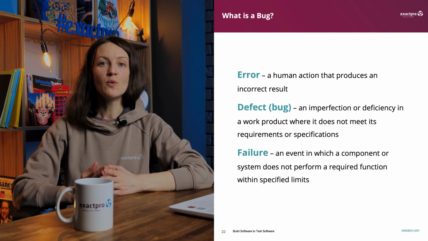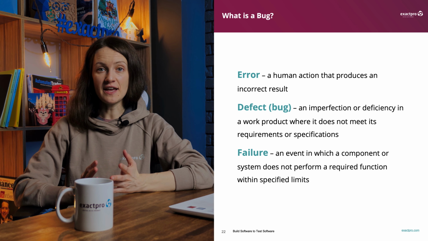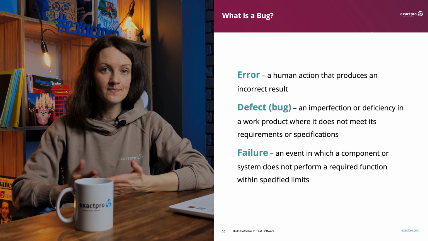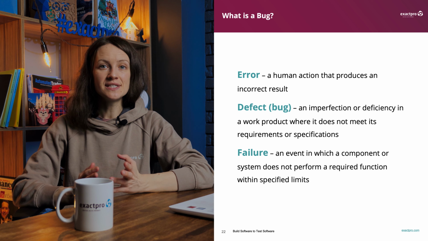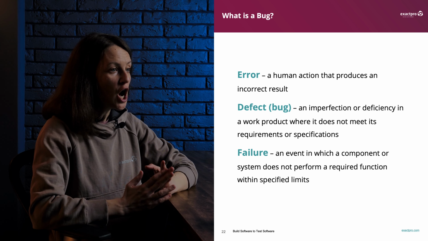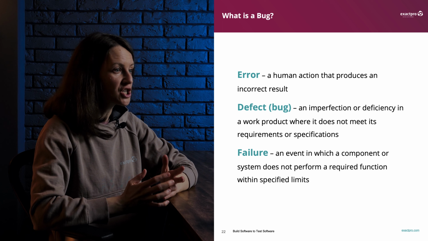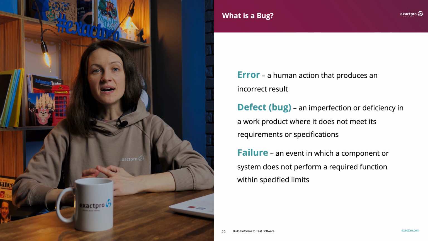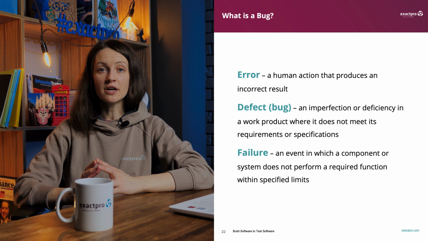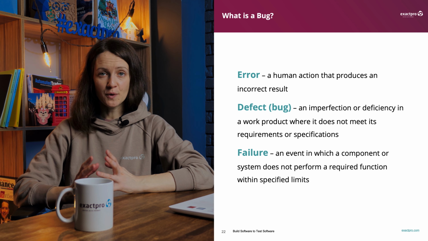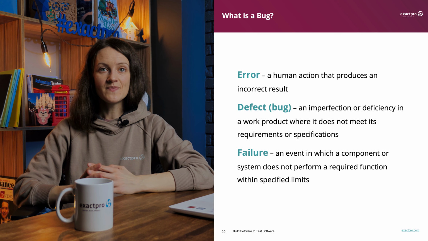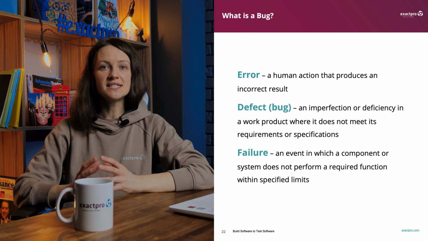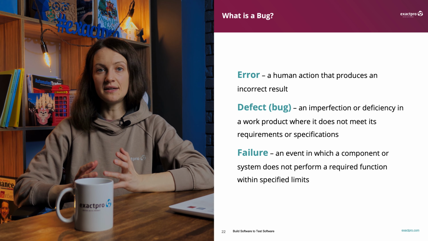What's a defect? What's the difference between an error, a defect, and a failure? Computers don't make mistakes. The saying goes, to err is human. Errors are resultant of human actions that cause an incorrect outcome. When an error is made, it leads to an introduction of a defect. A defect or a bug is an imperfection or deficiency in the work of a product, something that does not meet its requirements or specifications. Sooner or later, a defect may lead to a failure, an event where we see the consequences of a bug. This is where a component or a system does not perform a required function within specified limits.